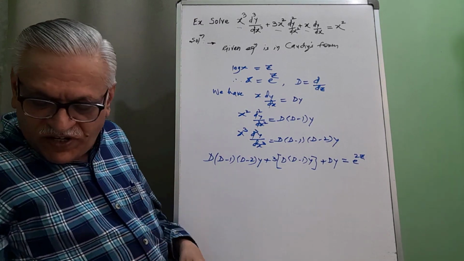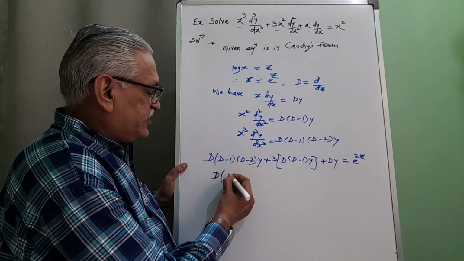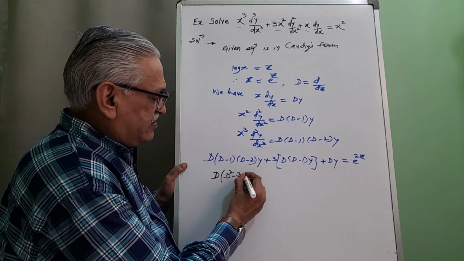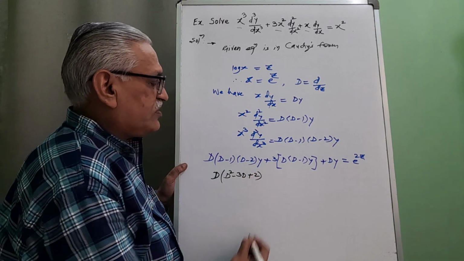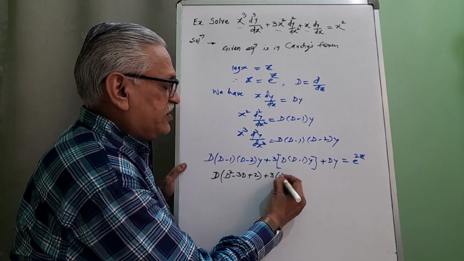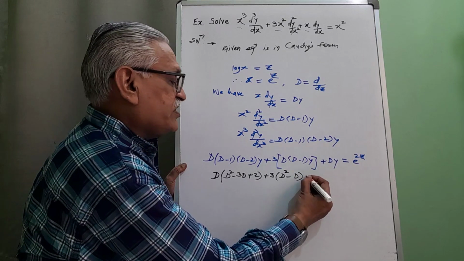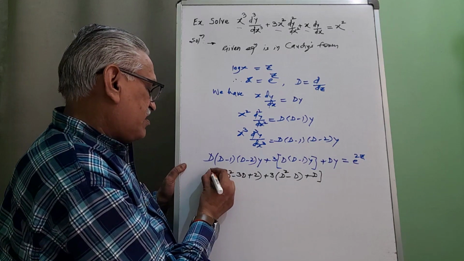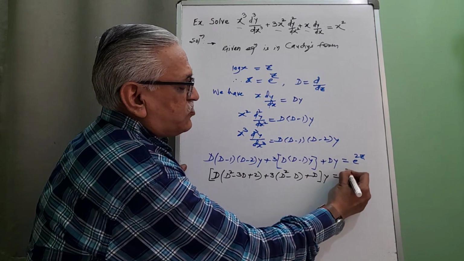Simplifying it, we get D into a product of these two terms, D into D square minus 3D plus 2, plus 3 times D into D minus 1, and plus D, and from all this I can take y as common, and that is equal to e raised to 2z.